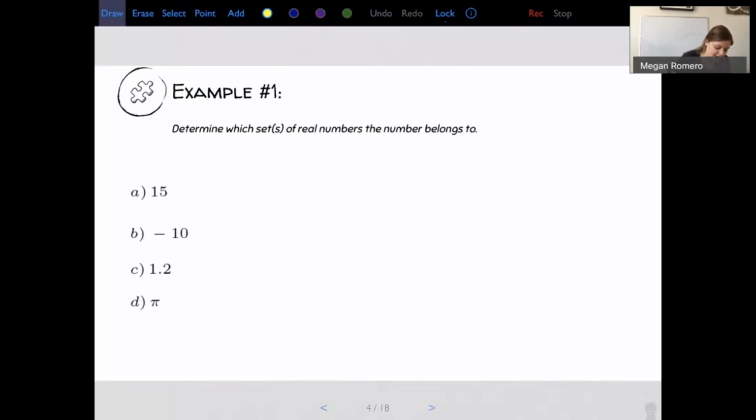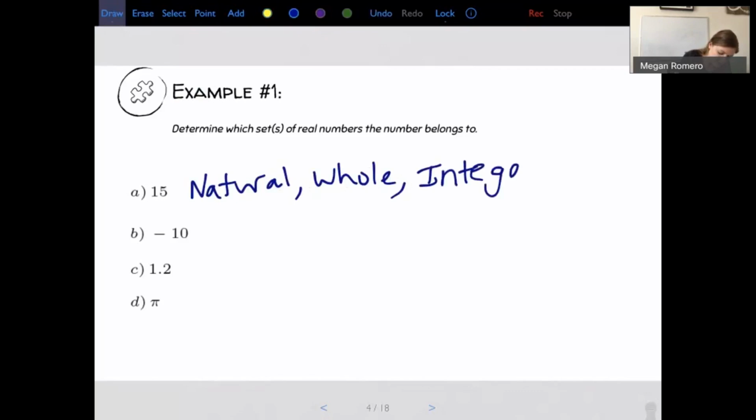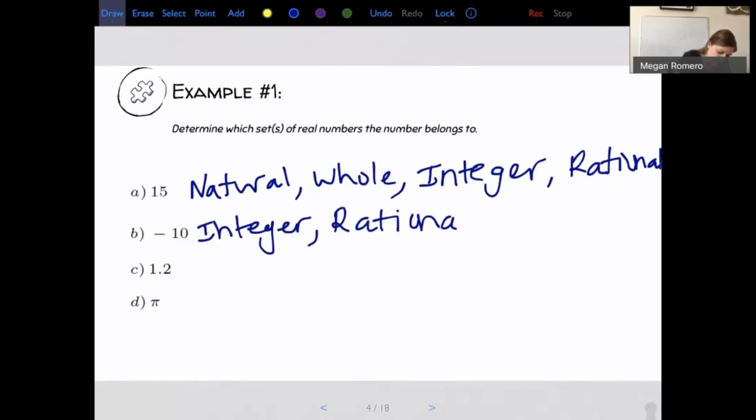So 15 is a natural number. It's also a whole number. It's also an integer. And it's a rational number. Negative 10, it's not a natural number because it's negative. It's not a whole number because it's negative, but it is an integer and a rational number. And again, it's considered a rational number because it can be written as a fraction.